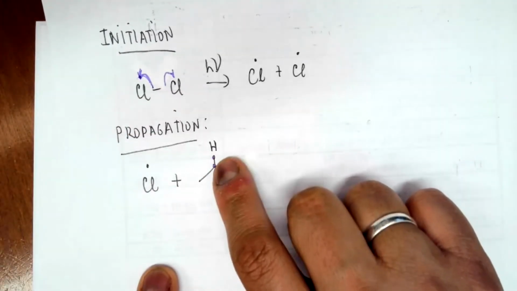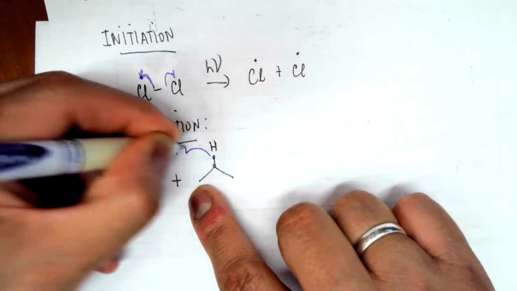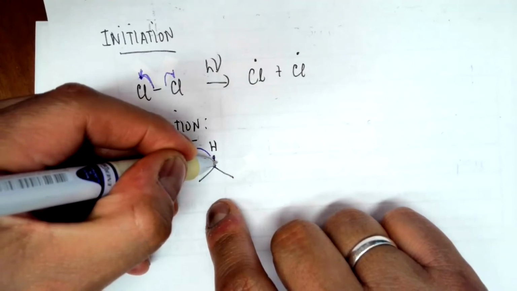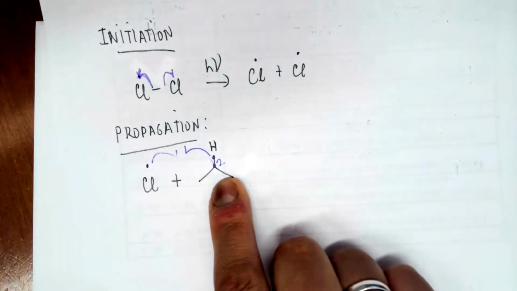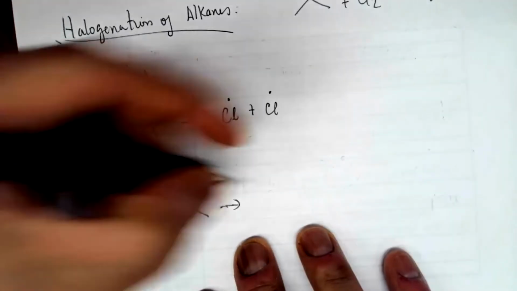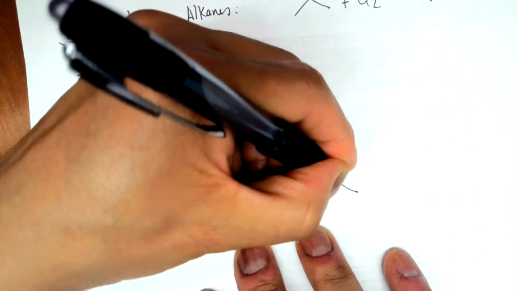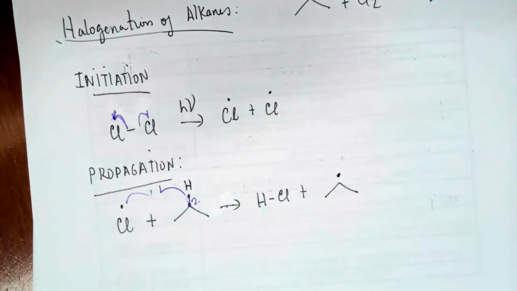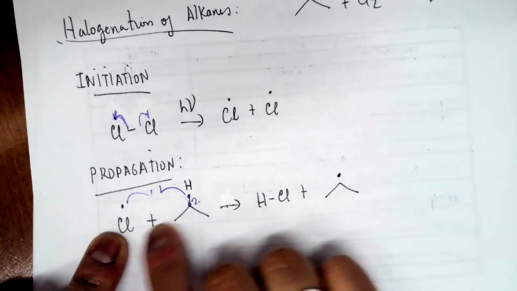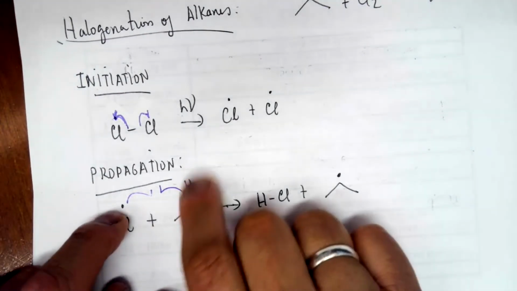See this bond between the CH? So as the chlorine steals the hydrogen, the hydrogen will come, and then this one will go back to the oxygen. Sorry, to the carbon. So here you form HCl plus a radical. See, the chlorine radical breaks the CH. The CH breaks into two, right?